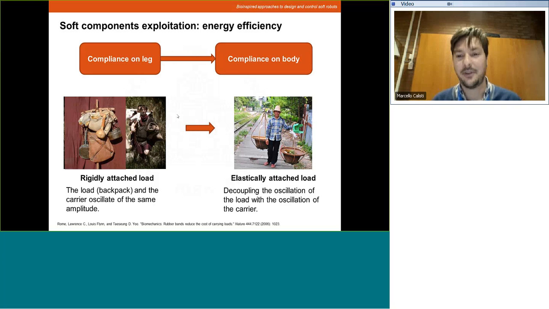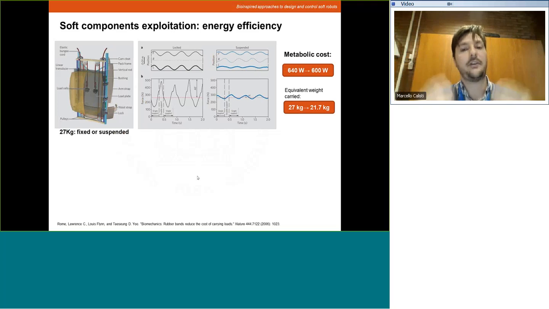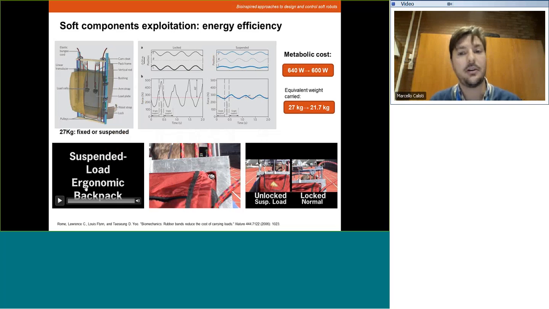But then some answer comes from physics and inertia, because Roman did a lot of work to understand that it was easier to carry a load with elastically suspended loads instead of rigidly attached loads. Why is that? Because when you have a locked load on your shoulder, the load is moving with you in phase. But when you properly design the compliance of the suspended load, then you can obtain a counterphase movement of your load, and in such a way you are reducing the weight that you are carrying, and of course you are reducing the energy that your robot is putting inside your system.